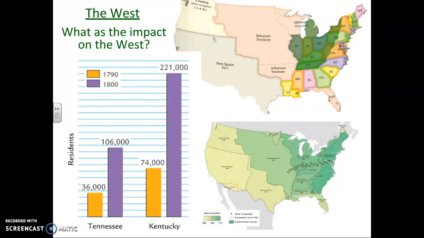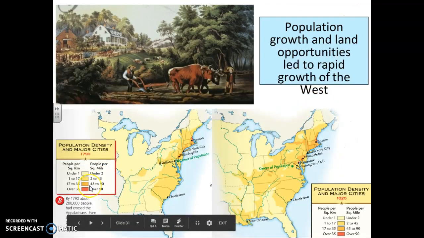And we can see here in the maps, you can look at the demographics on the graph, that Tennessee and Kentucky double, triple their population in just the span of 10 years, because with massive urbanization, people are moving out westward to find their own space, find their own land, and get away from that factory culture that is developing in the North.